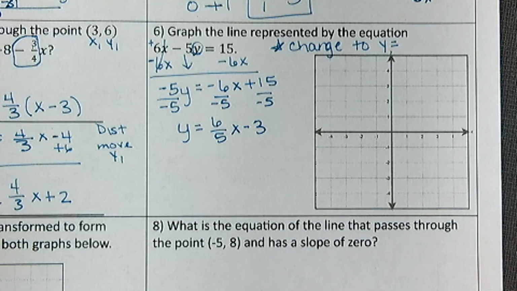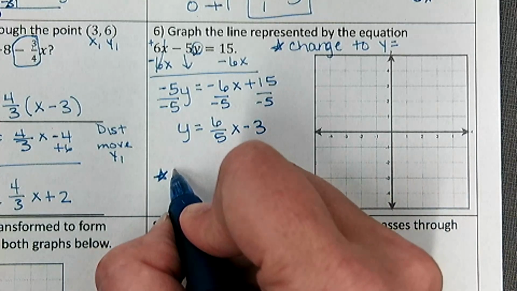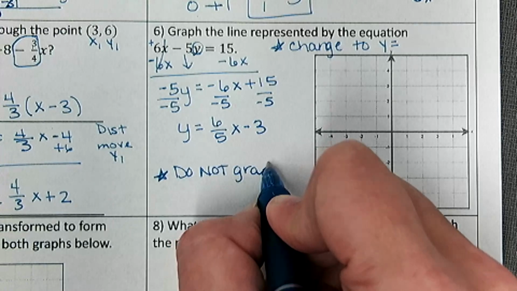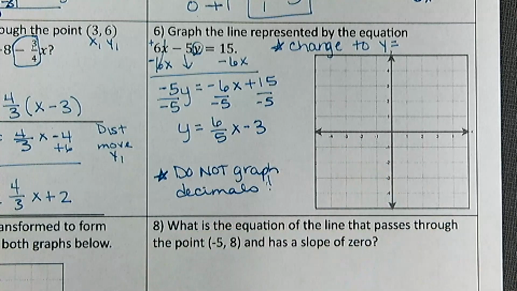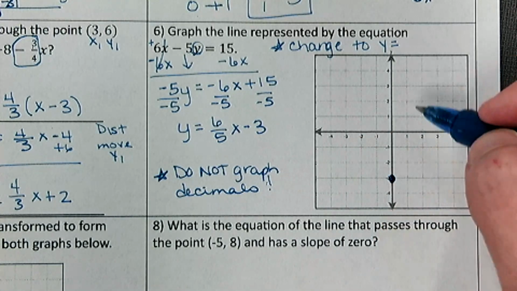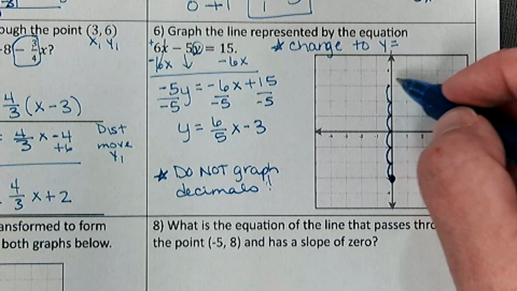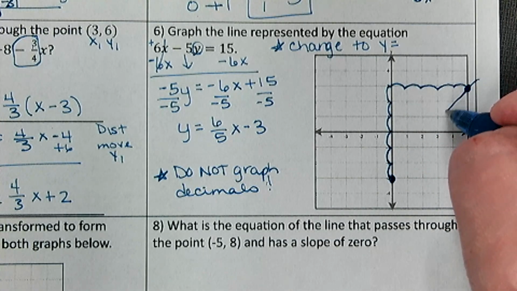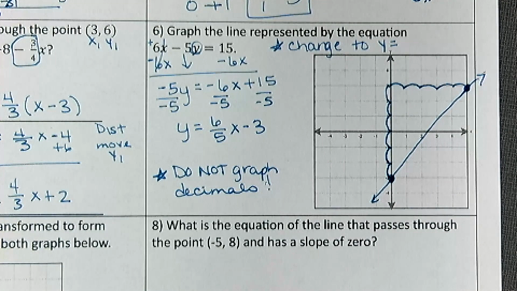You can graph this in Desmos to make sure it looks correct. I do want you to remember that you do not graph decimals. When we do this in the computer, it will jump and it will mark your answer wrong. So my y-intercept is negative 3. My slope is 6 over 5. So rise 6, run 5. Make sure when you pick points in the computer, they are nice, pretty points.